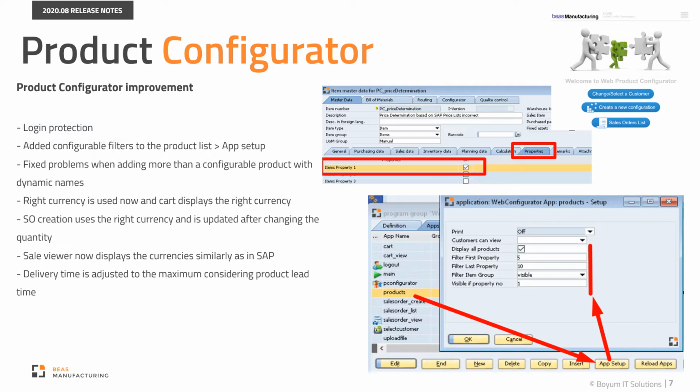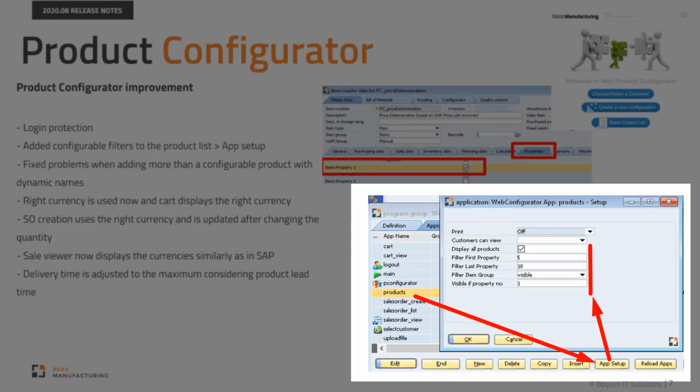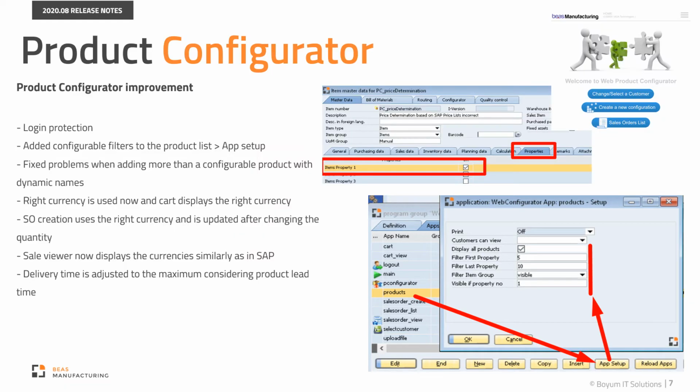We added configurable filters to the list of products in the app setup. Now you have the option to display non-configurable products, to filter by item group, to filter from property X to Y, or make visible only if a defined property number is activated. We fixed problems when adding more than one configurable product with dynamic names. Also, now the web configurator uses the right currency.